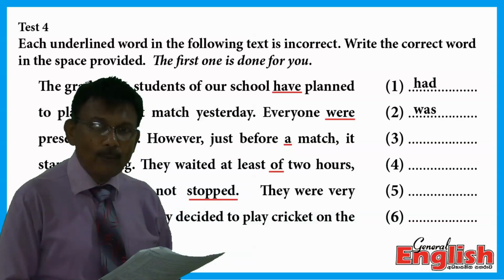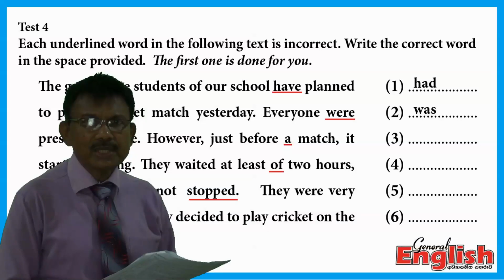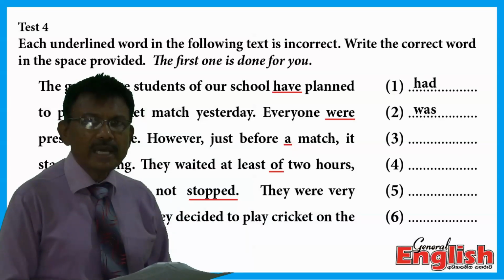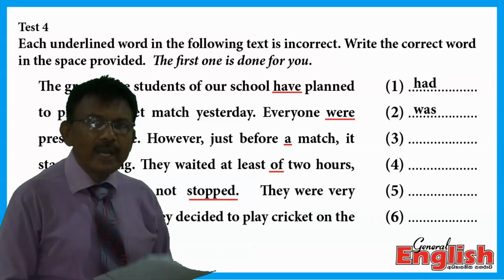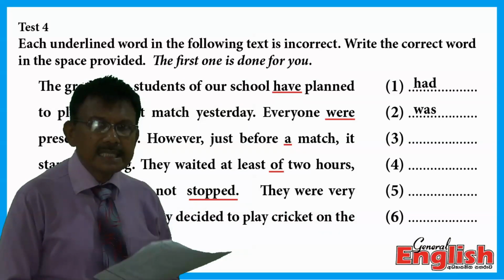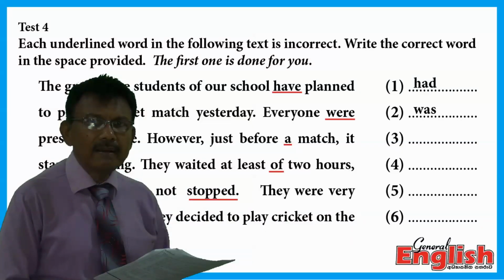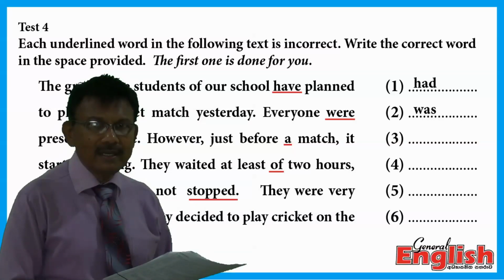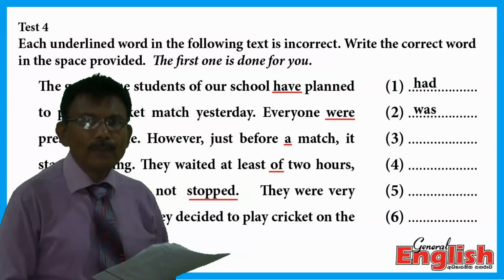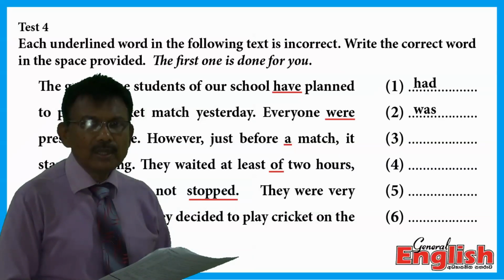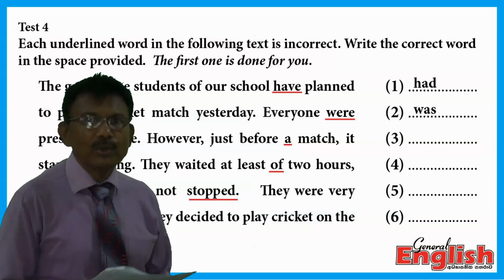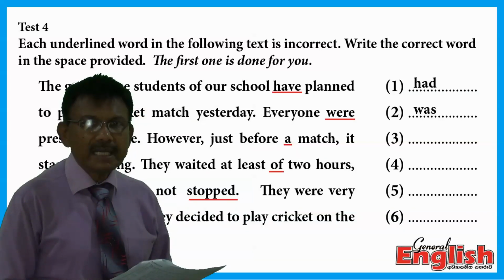They have planned to play a cricket match. That is correct. Whenever we are talking about something or someone for the first time, we use a. But when we are talking about the same person or same thing for the second time, we must use a definite article or a determiner to make it definite. What should we do? A is wrong. So, we must use the match because we have already heard about the match in the first sentence.